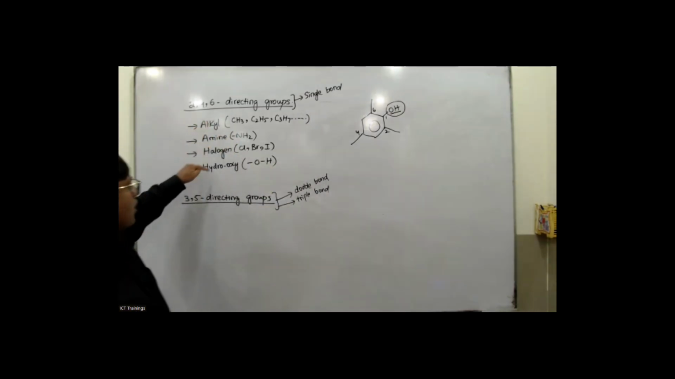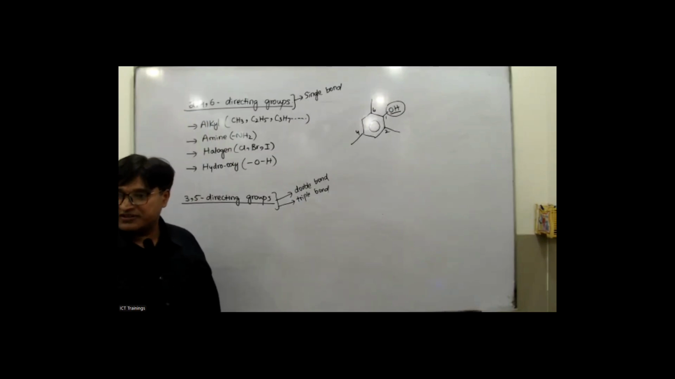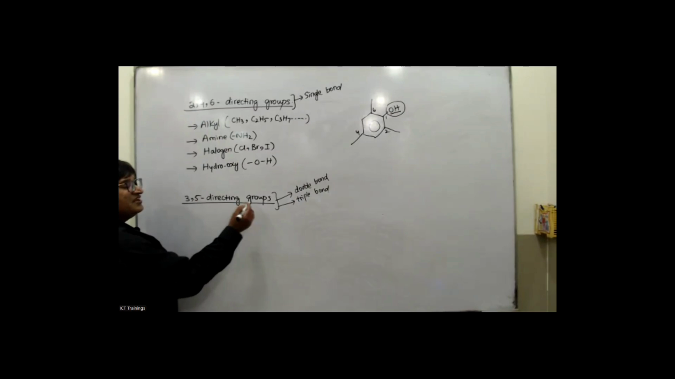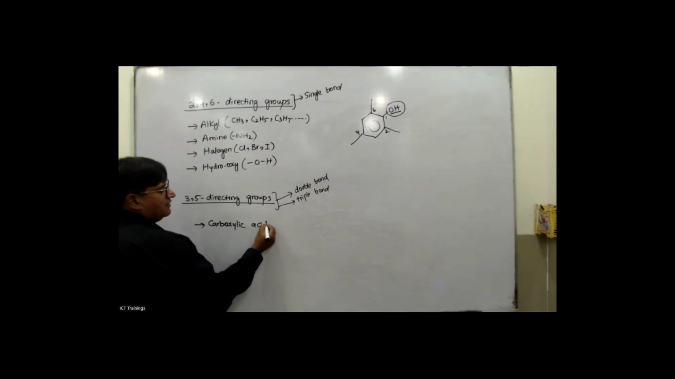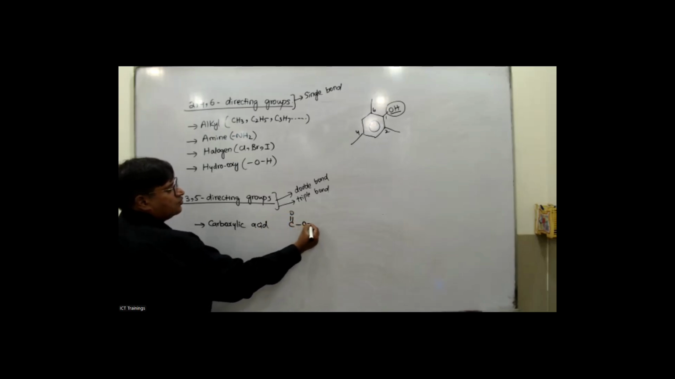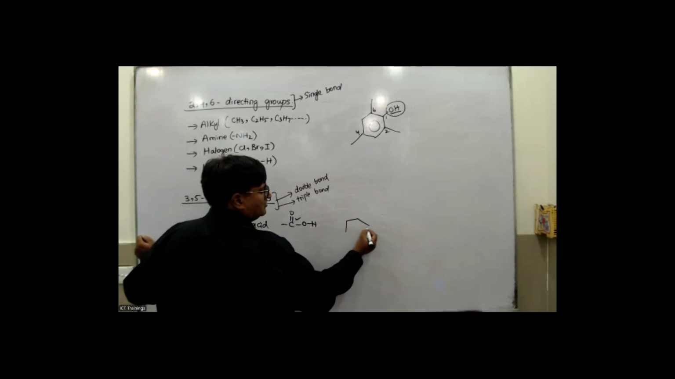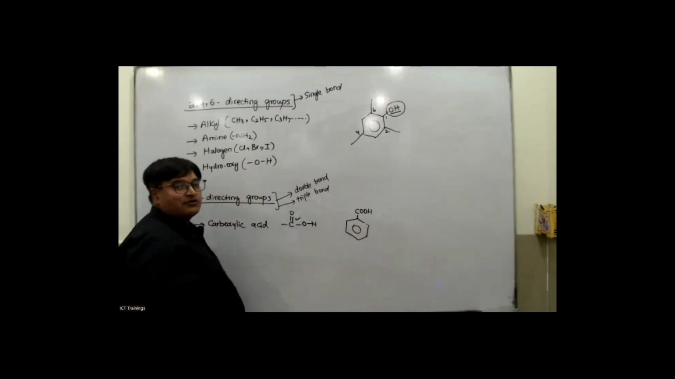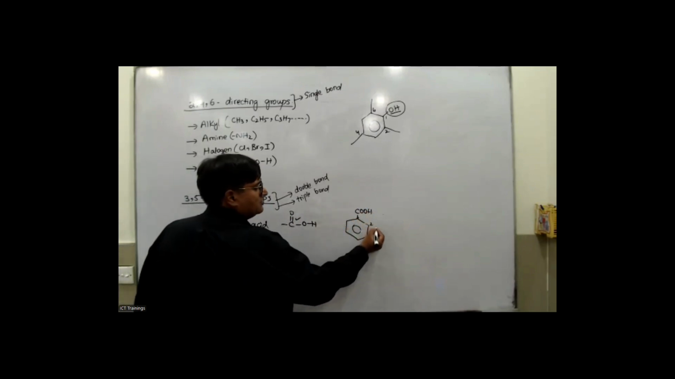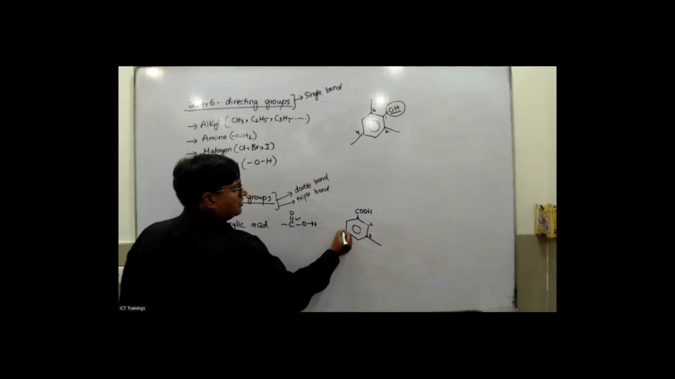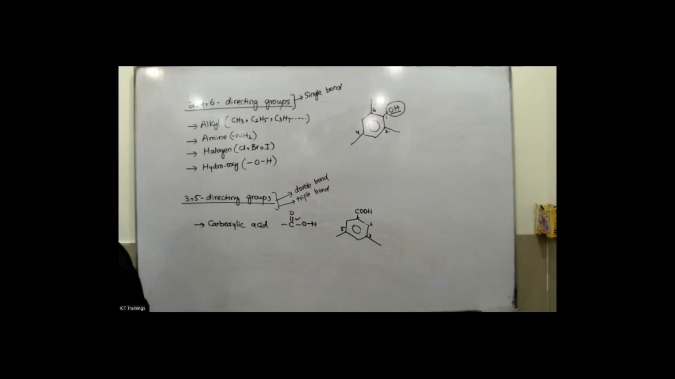Okay, and I told you these groups all have single bonds between them. On the other hand, 3, 5 directing groups have double or triple bonds. So carboxylic acid, my dear, has a double bond: C double bond O and OH. So this is a 3, 5 directing group. If COOH is attached to the benzene, it will direct the upcoming group to position 3 or 5. So this is 1, 2, 3. Here the new group would be attached, or on 5 the new group would be attached.